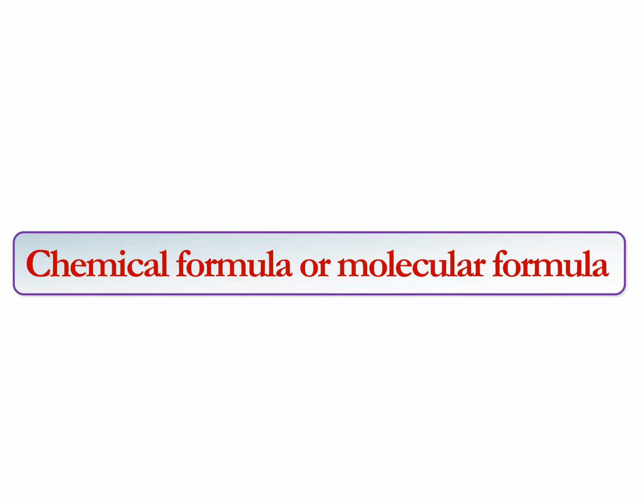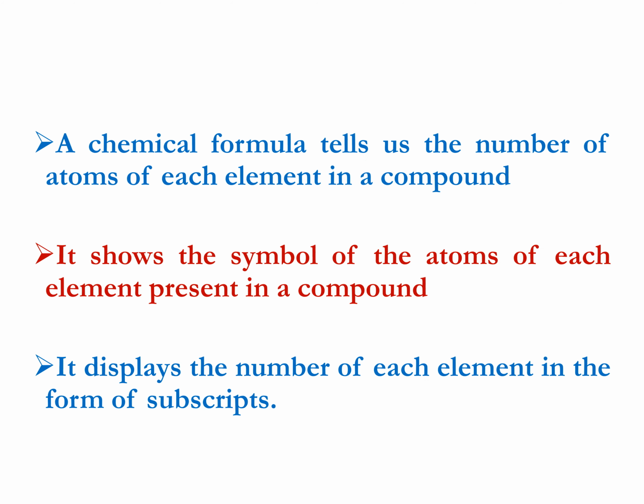Now we look at chemical formula or molecular formula. A chemical formula tells us the number of atoms of each element in a compound. A chemical formula shows the symbol of the atoms of each element present in a compound. It shows the number of each element in the form of subscripts.